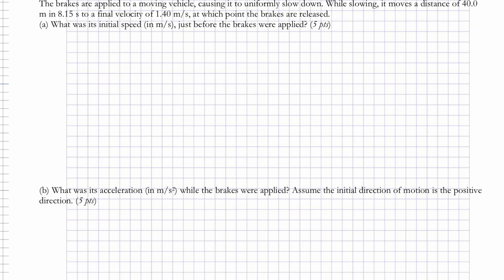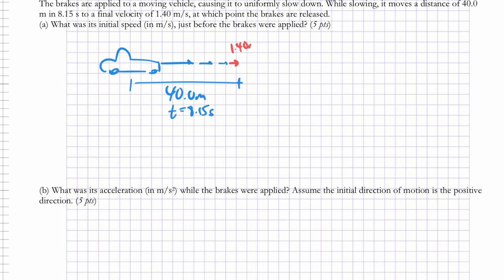Okay, the brakes are applied to a moving vehicle, so we got some kind of moving vehicle. You don't have to draw a picture, of course, causing it to uniformly slow down, so its speed is going to get less and less and less until it comes to a stop. While slowing, it moves a distance of 40.0 meters, and over a time of 8.15 seconds to a final velocity. Oh, it doesn't quite stop. Okay, so its final velocity right here, this last little thing, is 1.40 meters per second, at which point the brakes are released. All right, so let's get this into kind of symbolic form.